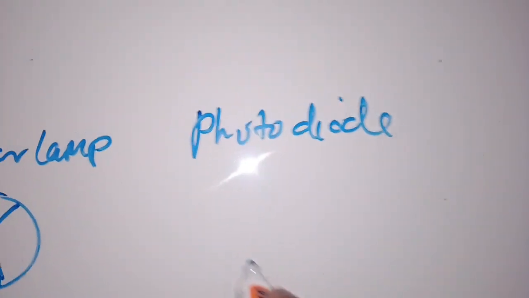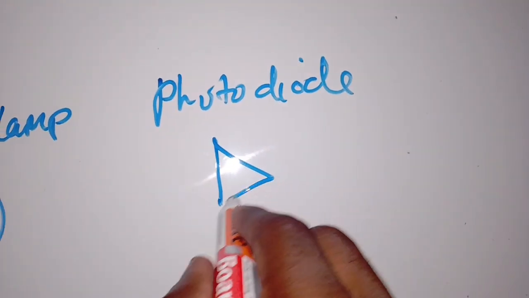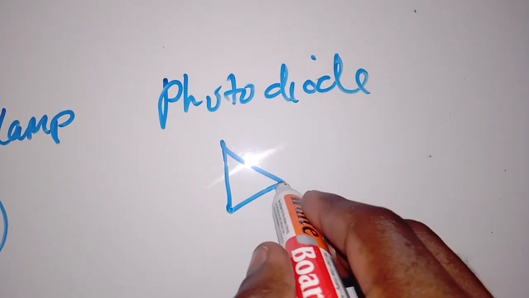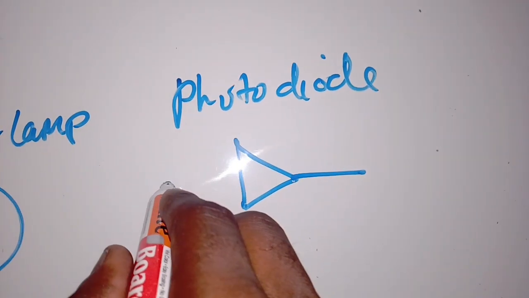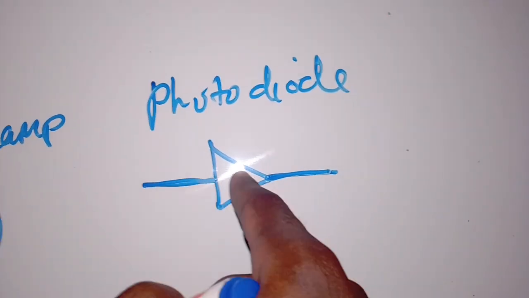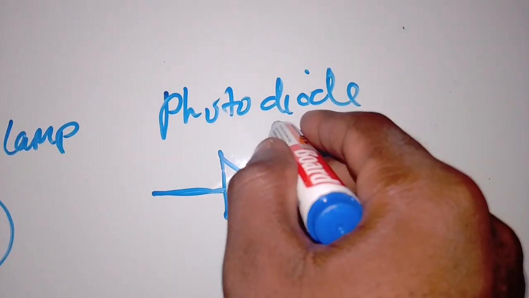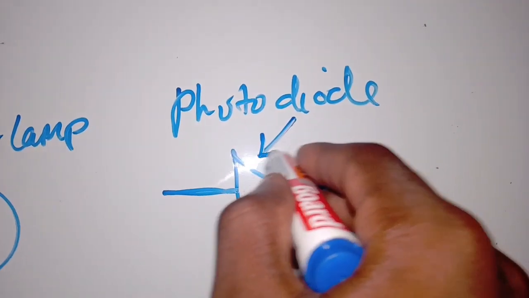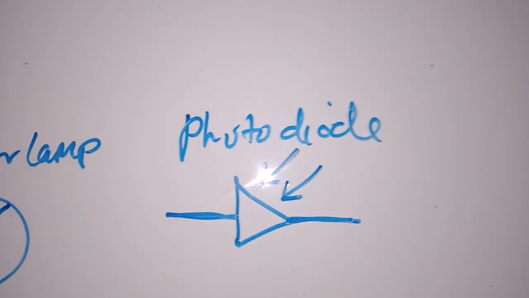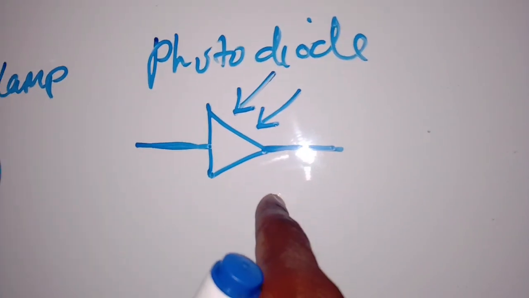A photodiode, just draw it more like a triangle facing this side or this side, mostly this side, and then you just draw like this, as if something is going in and then coming out. And then you have the arrows, more like rays, going towards the structure there. And this is how you draw the photodiode.